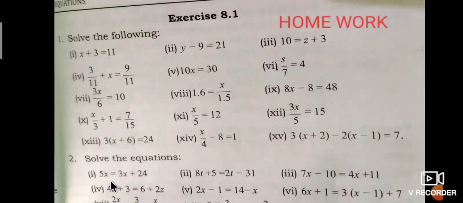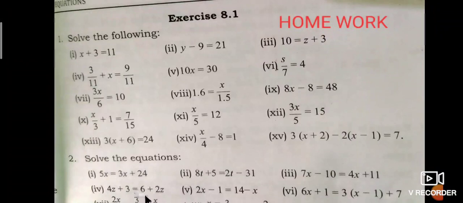Solve the equations. 5x is equal to 3x plus 24. 8t plus 5 is equal to 2t minus 31. Similarly, 7x minus 10 is equal to 4x plus 11. 4z plus 3 is equal to 6 plus 2z. 2x minus 1 is equal to 14 minus x. 6x plus 1 is equal to 3 into x minus 1 plus 7. These are all the homework questions.